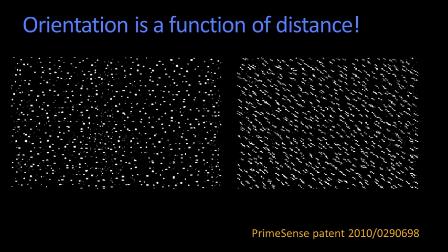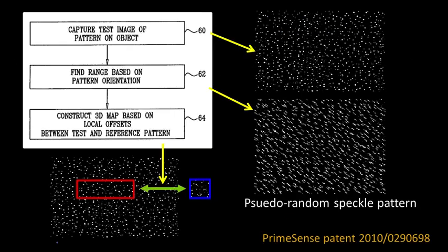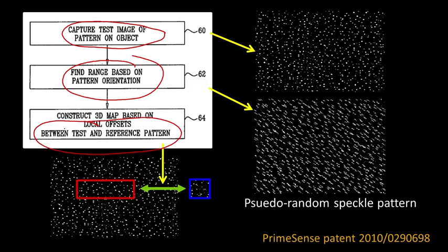But I think it's so cool that they probably don't use it, because I think it requires some pretty precise lensing and some other things. I'm not really sure. But this is the one method of how the Kinect works. And if you go in their patent, you'll see figures that talk about like this, that you capture this test image, and then you find the range based upon the pattern orientation. And then you build this 3D map. Although you notice this says based on offsets between test and reference pattern, so that's the method I'm about to tell you. Here's the one that just talks about the orientation.